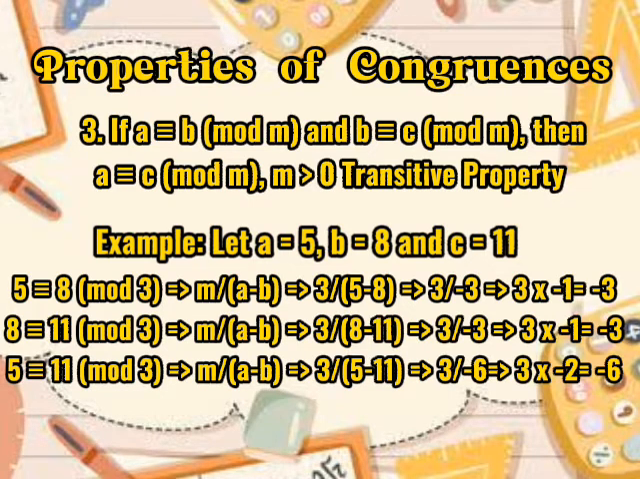So for A is congruent to C modulo M, 5 is congruent to 11 modulo 3, and M divides A minus B. So 3 divides 5 minus 11, which is 3 divides negative 6, and we can find a number that can be multiplied to 3 that is equal to negative 6, and that is negative 2. Therefore, the statement is true.